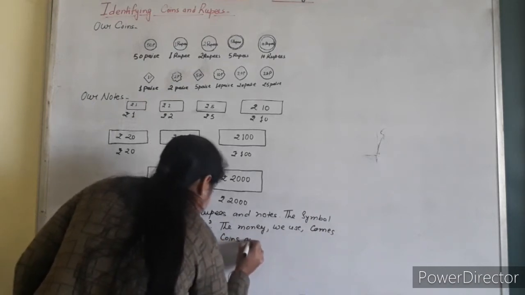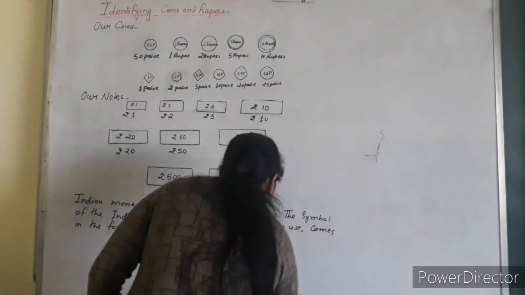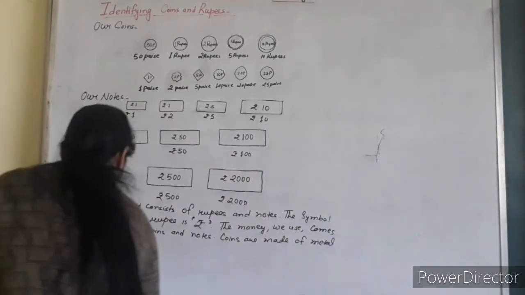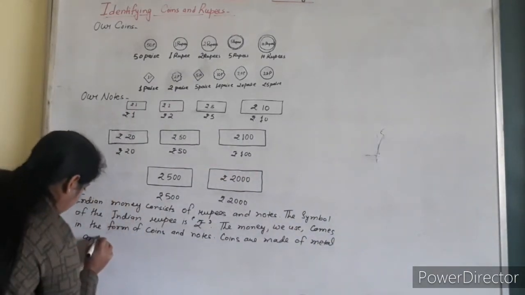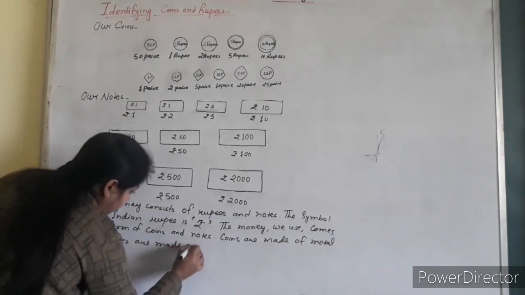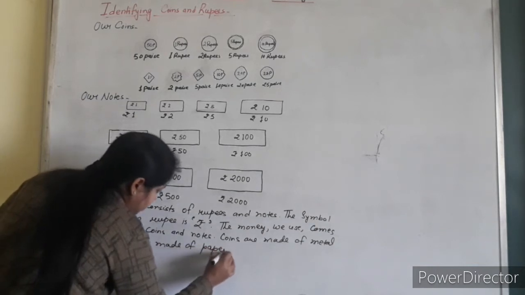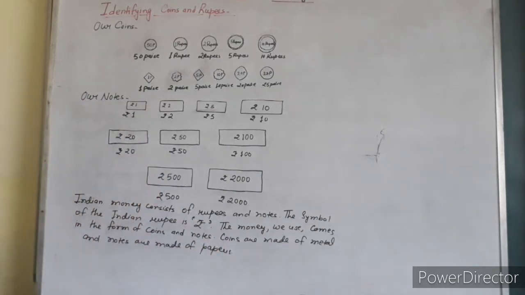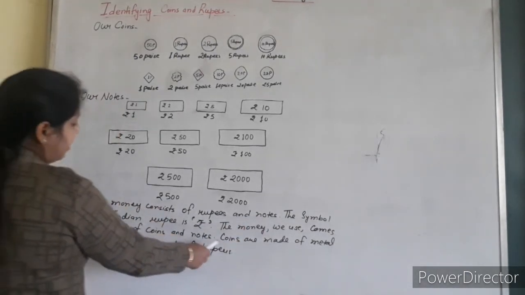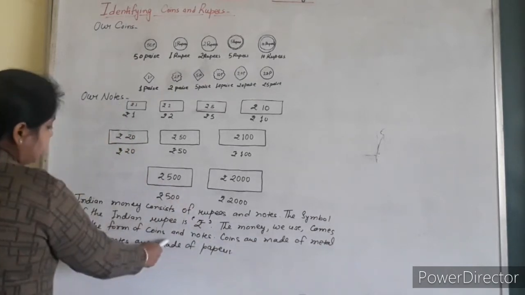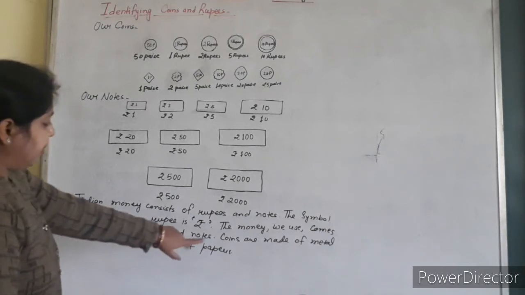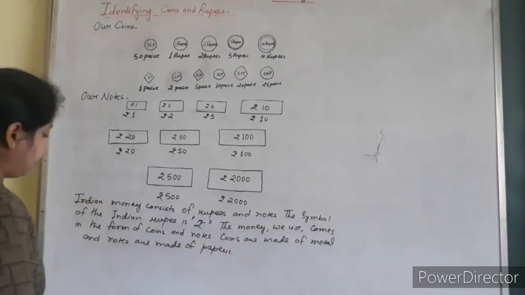Coins are made of metal and notes are made of paper. See, Indian money generally consists of rupees and notes, and the symbol of the Indian rupee is this. The money we use comes in the form of coins and notes. Coins are made up of metal and notes are made up of paper.